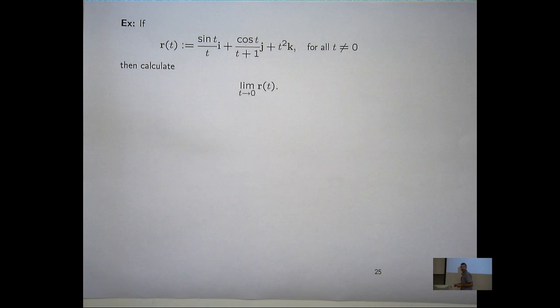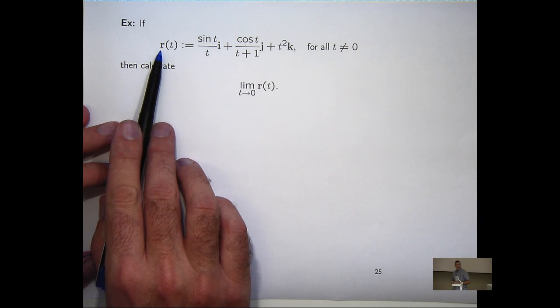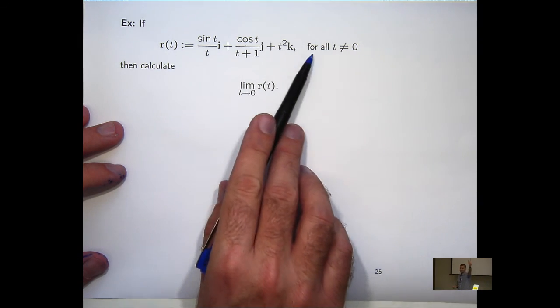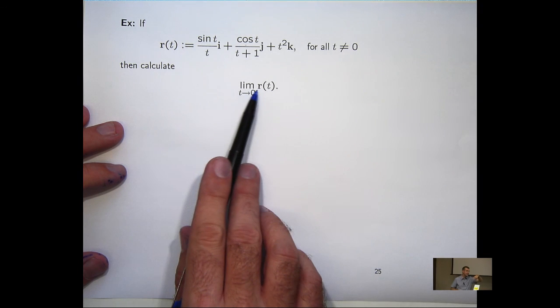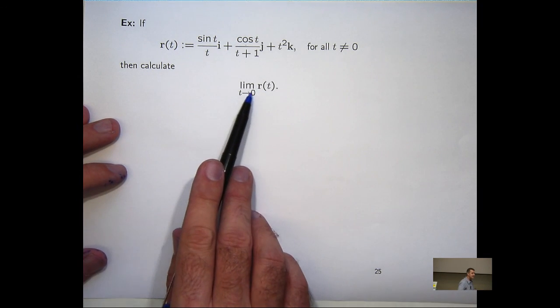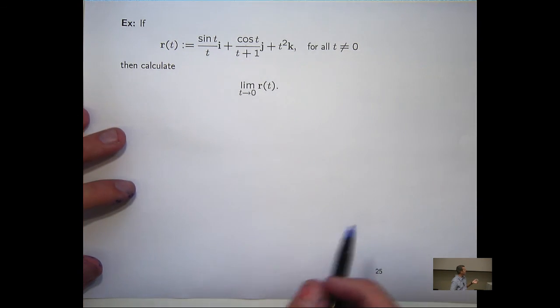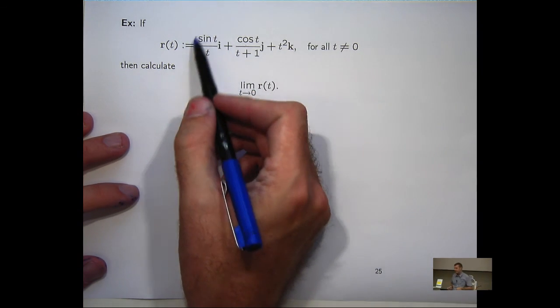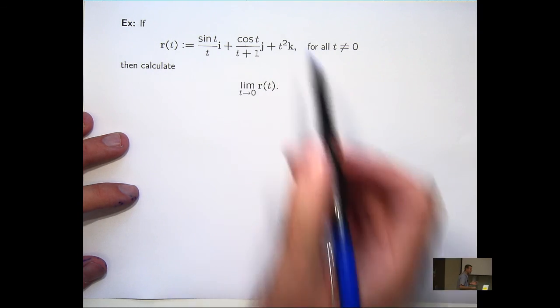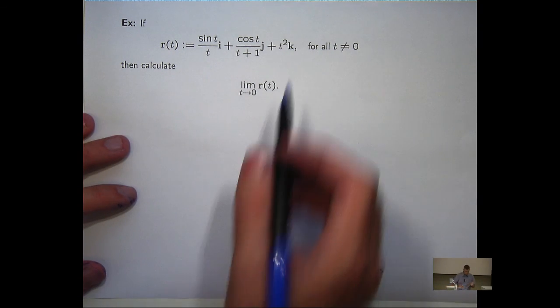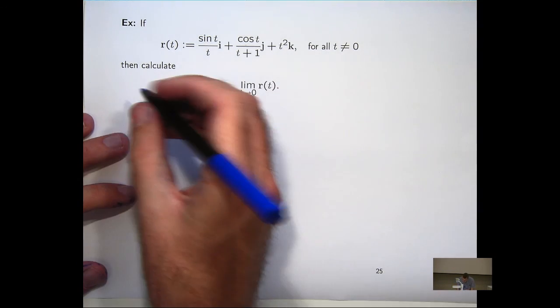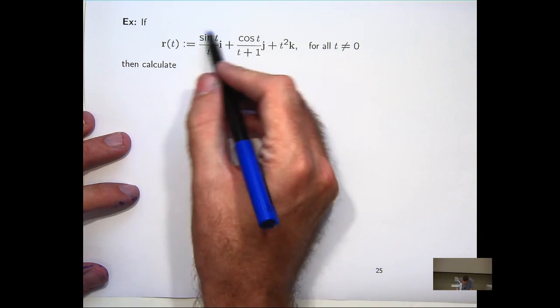So let's have a look at a problem and see how we can solve it just using the limits of the component functions. So here's an example. Our vector valued function is defined in this way. For all t not equal to 0, calculate the limit of the vector valued function as t approaches 0. So how do we do it? Well, it's just a matter of taking the limits of each component function. Now, the easiest one here is t squared. Then this one, and this one's a little bit harder.